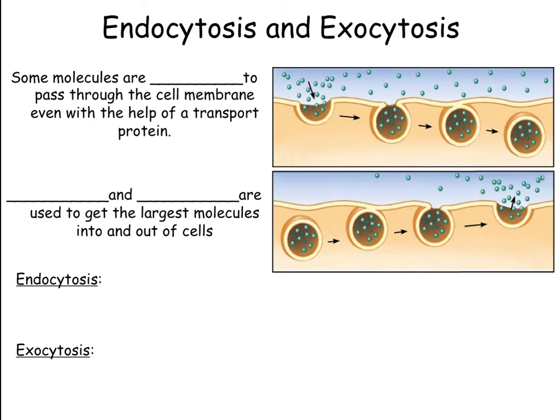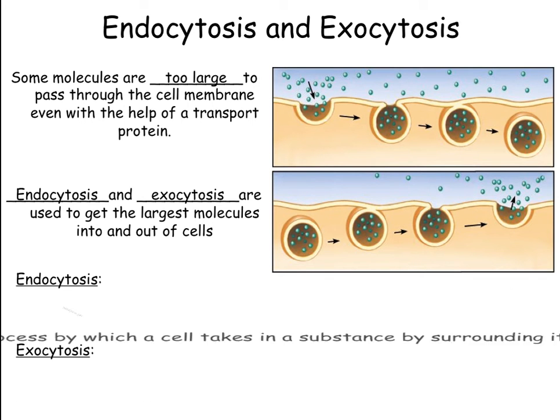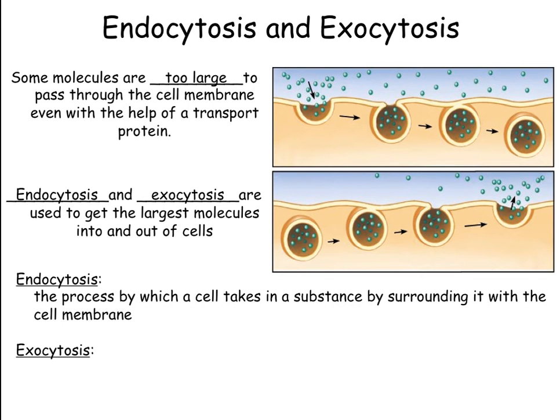All right, finally, some molecules are just too large to pass through the cell membrane at all, even with the help of a transport protein. The processes of endocytosis and exocytosis are used to get the largest molecules into and out of cells. The first of these, endocytosis, is the process by which a cell takes in a substance by surrounding it with cell membrane.